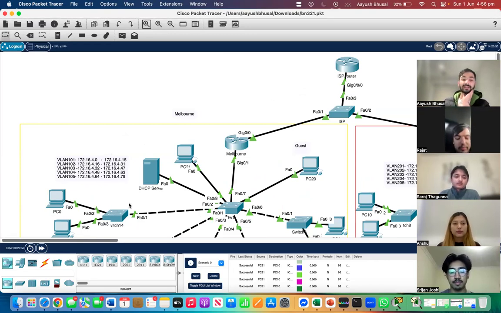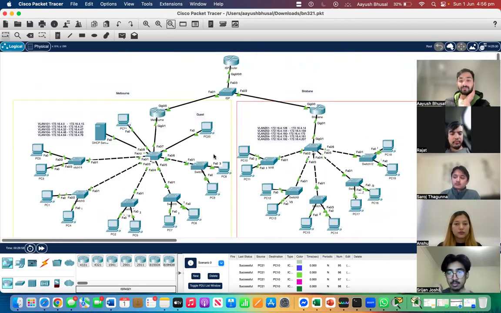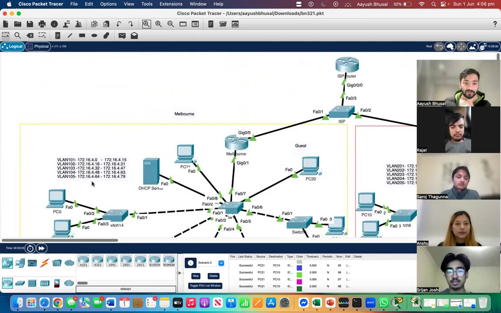We have used /28 for 5 subnets, that is for 5 different departments, sorry. Melbourne has 5 different departments, and Brisbane has 5 different departments as well. So for the 5 different departments, it goes 0 to 15, then 16 to 31, then 32 to 47, 48 and so on. This is the VLSM technique we used.